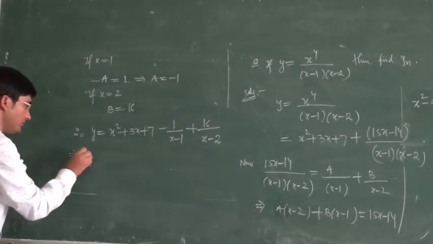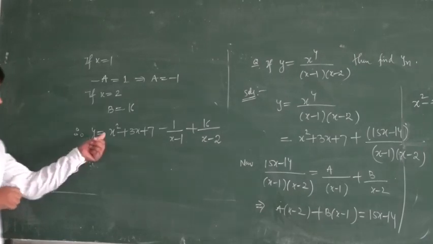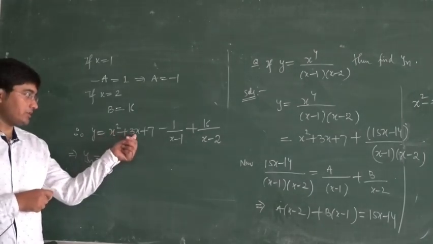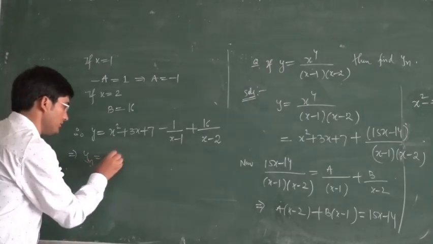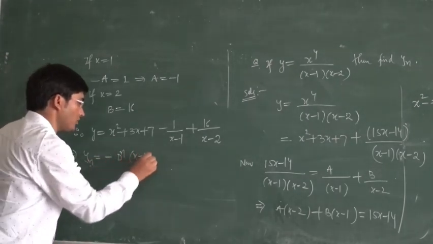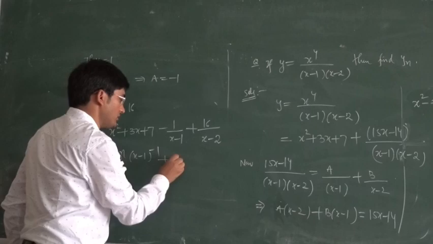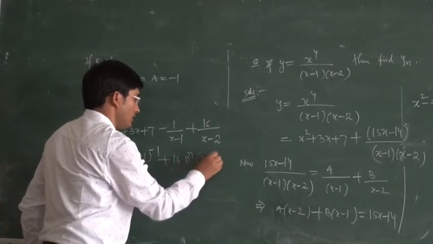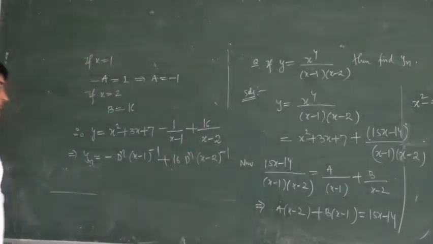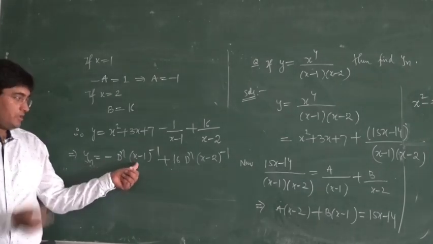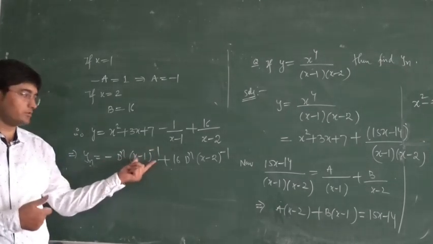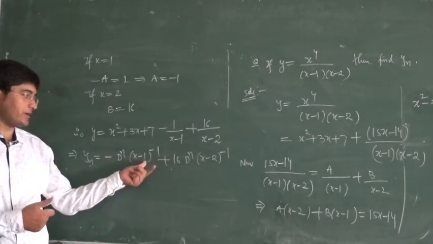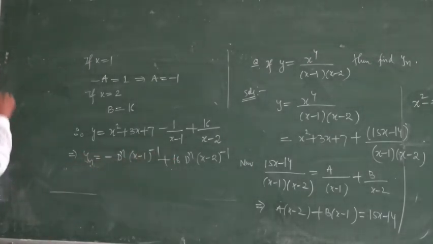So the nth derivative will be, now the nth derivative of x square is 0, the nth derivative of 3x is 0, the nth derivative of 7 is 0. So we will have the nth derivative of minus 1 times x minus 1 power minus 1 plus 16 times the nth derivative of x minus 2 power minus 1. Now for this, there is no need to learn the formula for the nth derivative of x minus 1 power minus 1. You can guess it very easily.